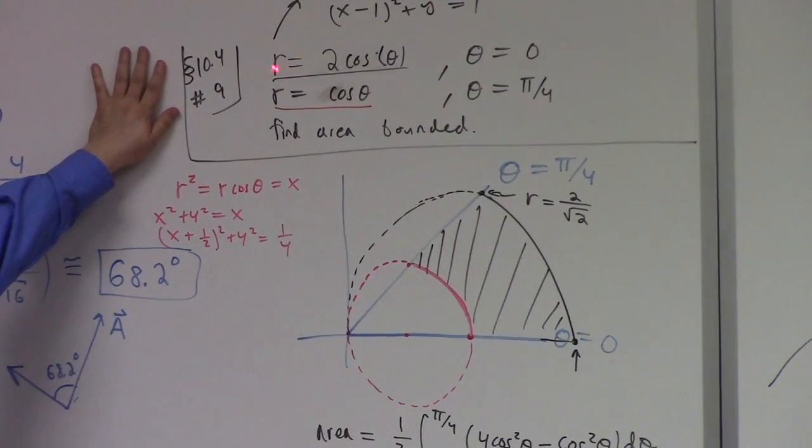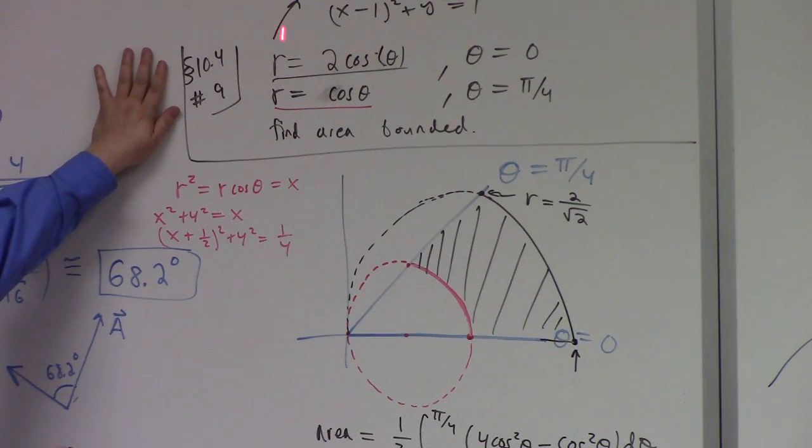r equals 2 cosine theta. Well, that starts at 2. And as theta goes from 0 to pi over 2, it also goes back to 0, right? But when it gets to pi over 4, it's further out, right? It's like 2 over root 2. And again, you can complete this. We can multiply by r and complete the square, and you'll see that it's in fact a circle centered at 1, 0 with radius 1. So it's like this big black circle I haven't entirely drawn.